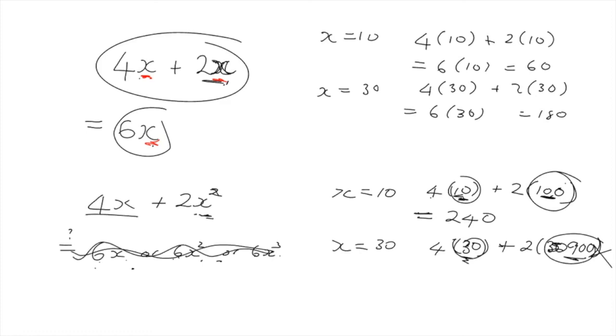When you've got 4x and 2x squared, you can't combine them because the x and the x squared are not like, because there's a different exponent.